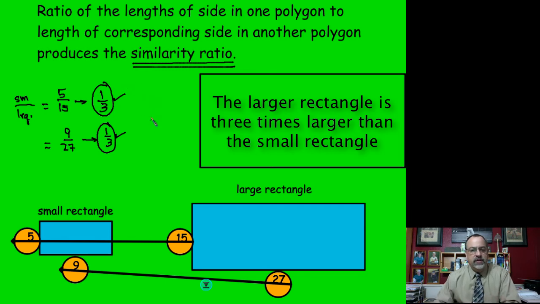And if they are similar, we can then write this similarity ratio. We can then write other ratios, setting them equal, and then use the property of proportions in order to solve for missing length. So just remember, very important, this ratio that you get, if it's the same for all the corresponding sides, is called the similarity ratio. So you want to make sure you remember that.